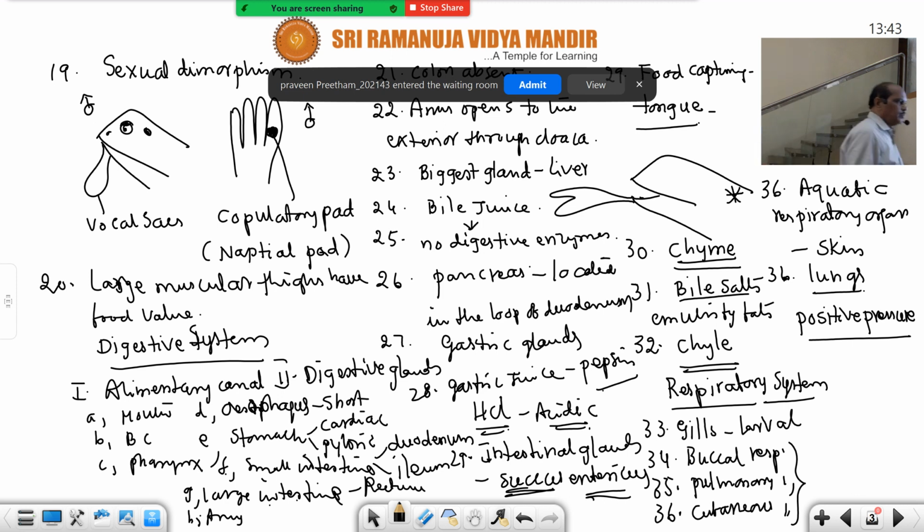Lungs are positive pressure because the buccal cavity forces the air into the lungs. The pressure is exerted by the buccal cavity, that is positive pressure. In humans, air enters the lungs with no such pressure; that is the negative pressure lung. Intrapulmonary pressure is very low during inspiration. So negative pulmonary pressure causes inspiration and positive pulmonary pressure causes expiration in humans. But in frog, positive pressure of the lung causes inspiration and negative pressure causes expiration. Reverse. So note down this point. The 36th point is very, very important.